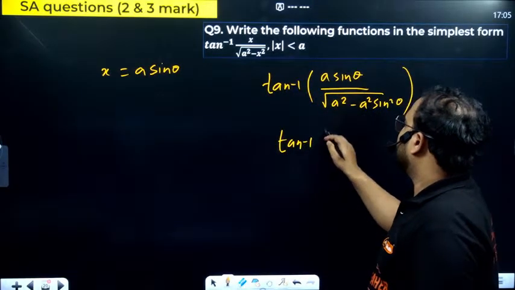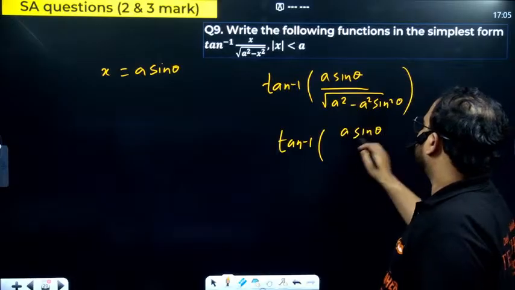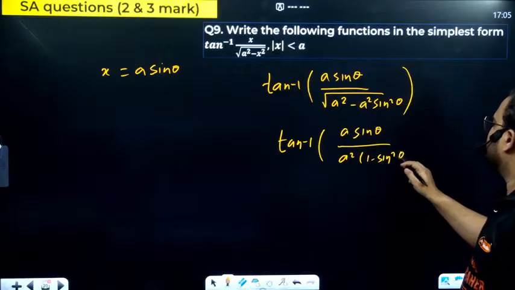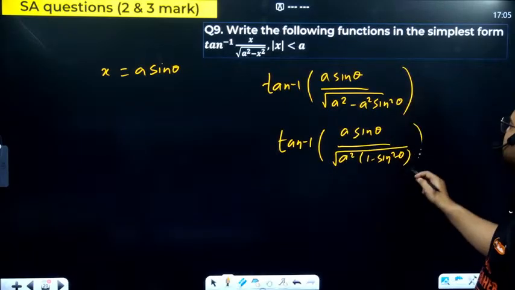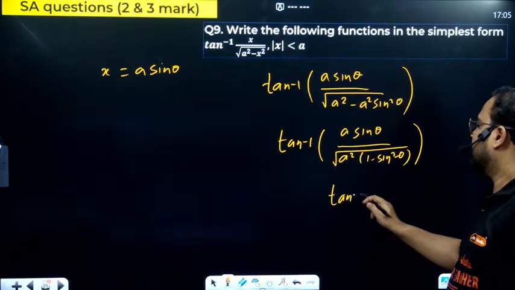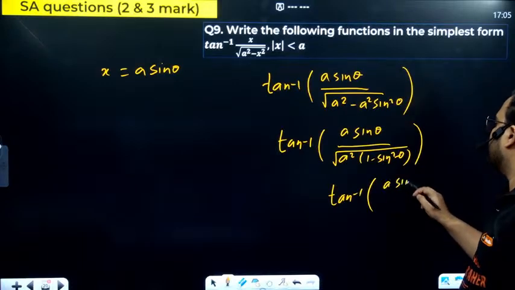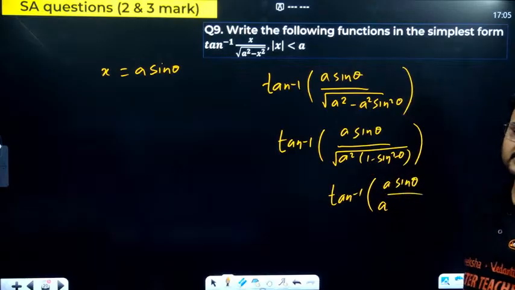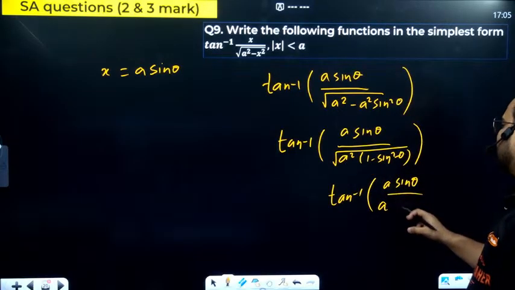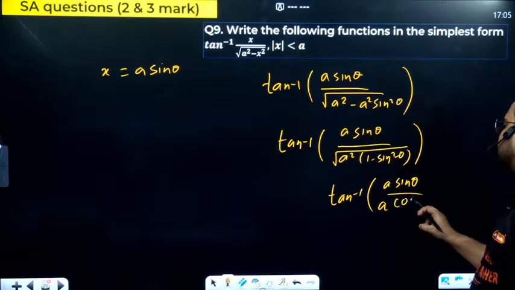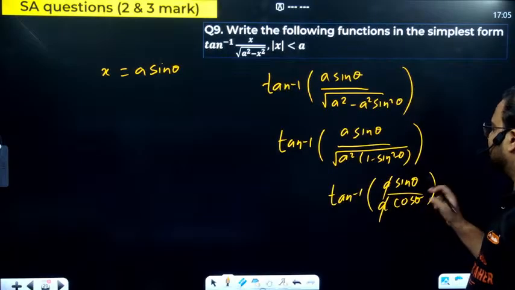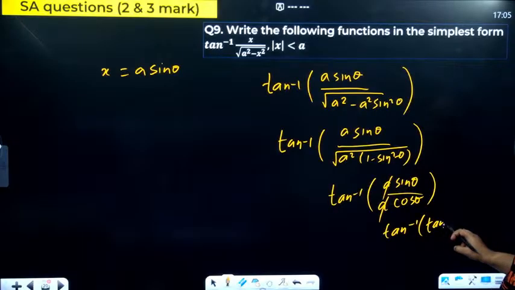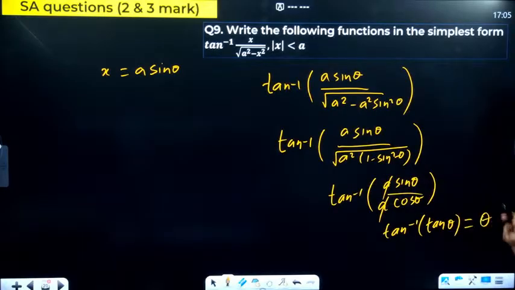Continue. Tan inverse a sine theta. Take a square common. You have 1 minus sine square theta in the root. Simplify this. You'll have tan inverse outside, you'll have a sine theta, and this a square will come out as simply a. 1 minus sine square is cos square. That becomes root cos square, which becomes cos. Now a and a cancel. Sine by cos is tan. So you have tan inverse of tan theta, and that is nothing but theta.